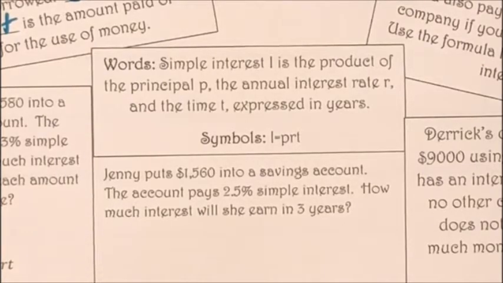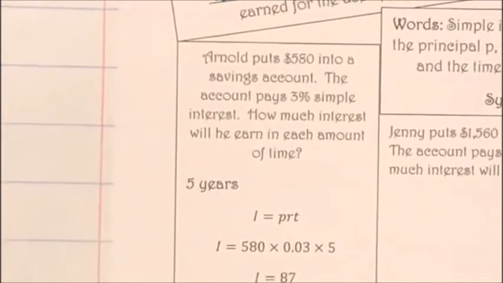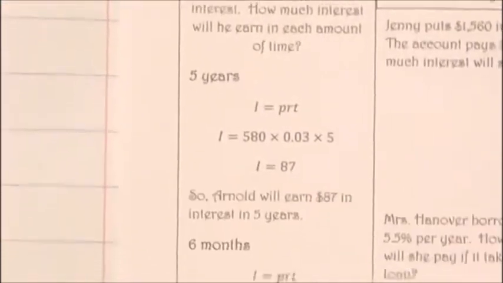So let's look at one example. Arnold puts $580 into a savings account. The account pays 3% simple interest. How much interest will he earn in each amount of time? The first amount of time we want to look at is 5 years.